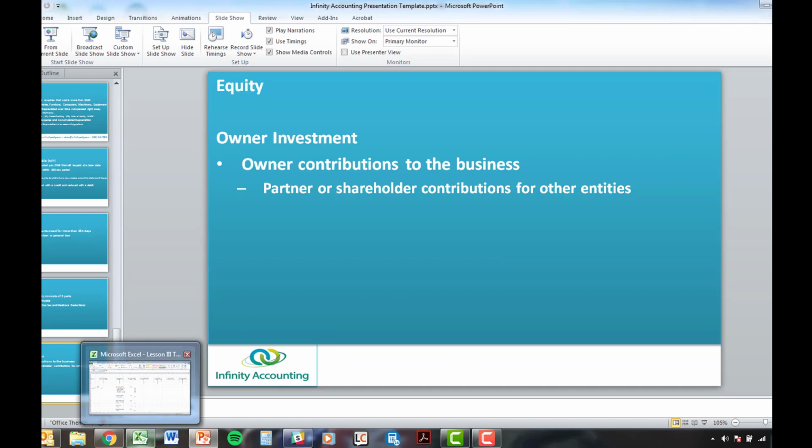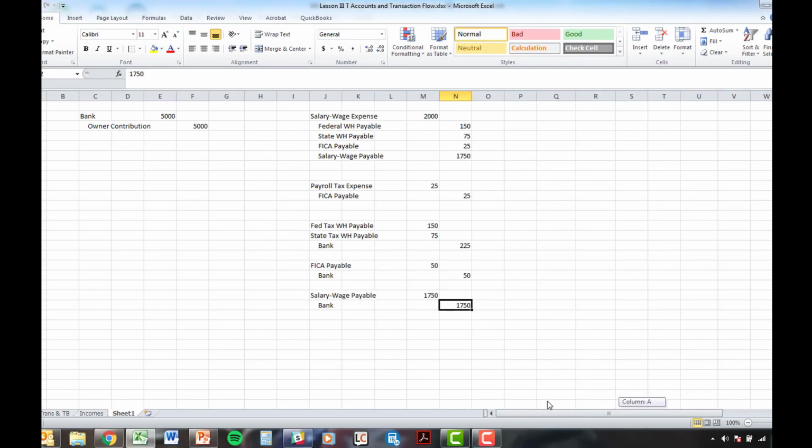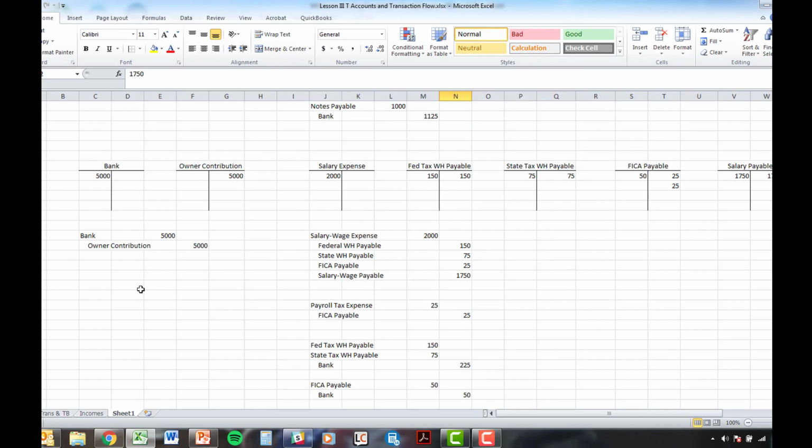Basically the way that's done is, for a single member LLC, for example, he says, okay, I'm going to throw $5,000 into my business. So the bank is going to receive $5,000, and there's a recognition of equity from the owner to the business for $5,000 in the form of owner's contribution.